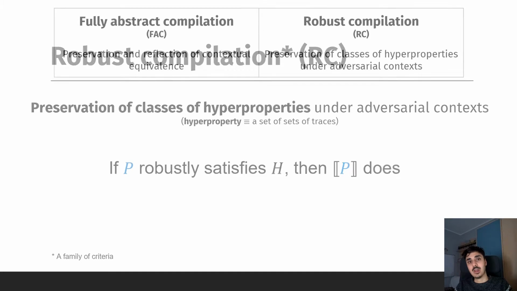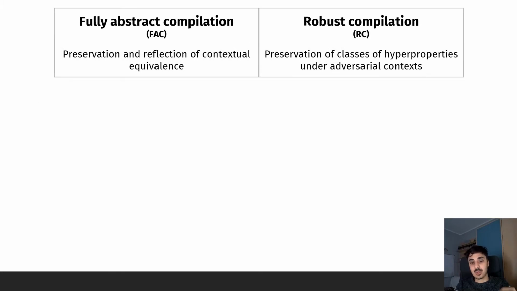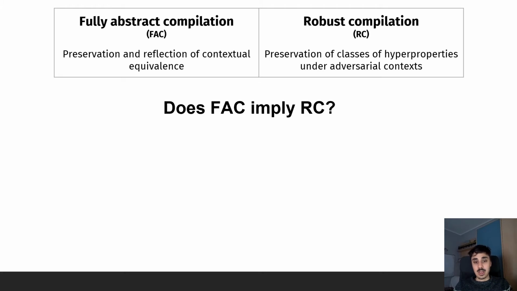So far we have two notions of secure compilation. On the left, you can see fully abstract compilation, and we have preservation and reflection of contextual equivalence. On the right, we have robust compilation, which is the preservation of classes of hyperproperties under adversarial contexts. A natural question is under which conditions fully abstract compilers are also robust compilers.